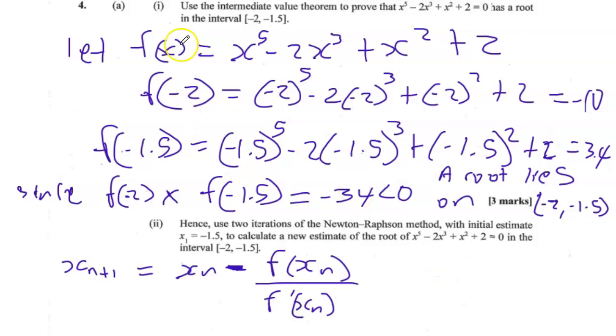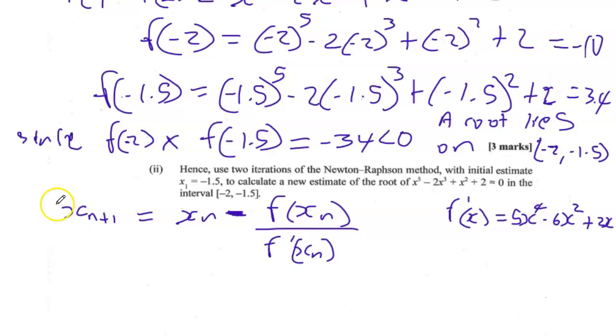Alright, so we know f of x. We need f prime x also. Let me just put f prime x here. F prime x would be the derivative of f of x. That's 5x to the power of 4 minus 6x squared plus 2x. That's what f prime x would be. We'll need that. So we are given x1, let's find x2.